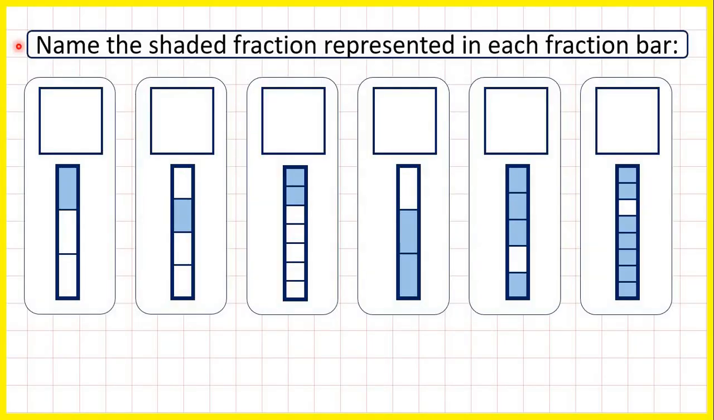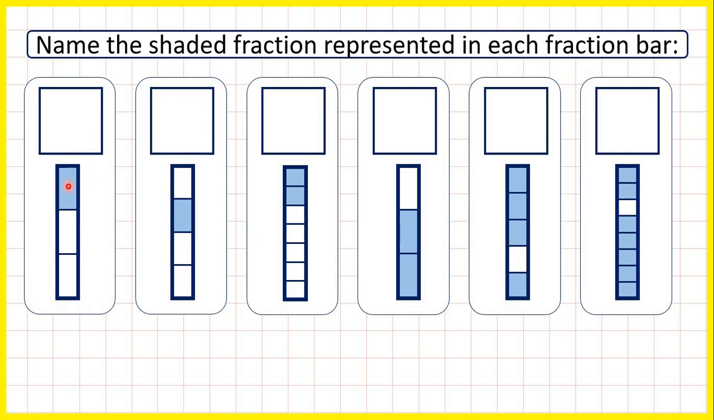Name the shaded fraction represented in each fraction bar. So a fraction has two parts. The top part, or the numerator, tells us how many pieces we have. So here, one part is shaded blue, so 1 is our numerator. But the bottom part of a fraction, or the denominator, tells us how many parts there are altogether.